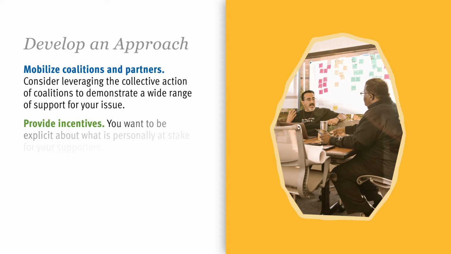Provide incentives. People are ultimately motivated by self-interest. How does it help them personally or the people closest to them? You want to be explicit about what the stakes are for your supporters personally. Explain why their voice matters in this effort and how they can make a difference.